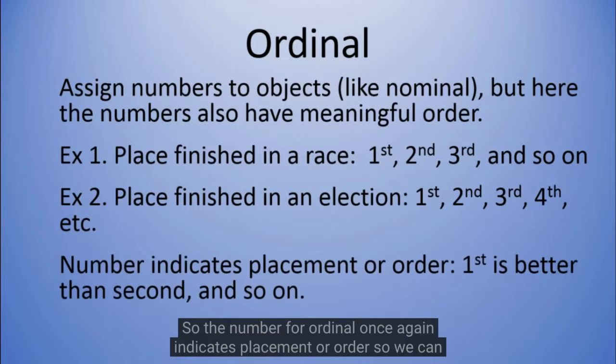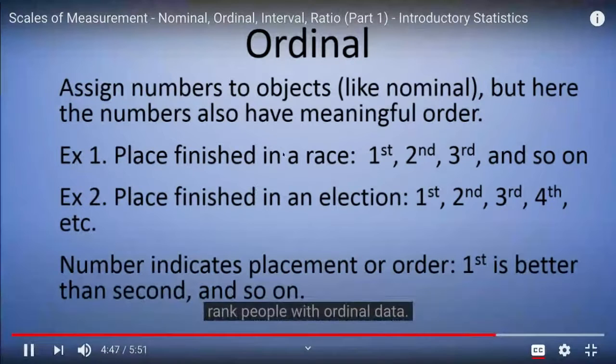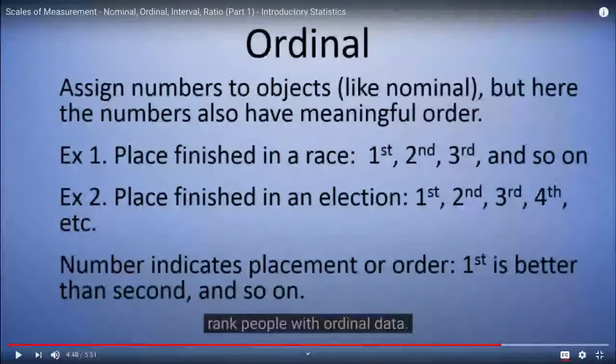So the number for ordinal, once again, indicates placement or order. So we can rank people with ordinal data. I just want to stop there because I want to also show you, if we look at example 1, the place somebody or people finished in a race, first, second, third, and so on.